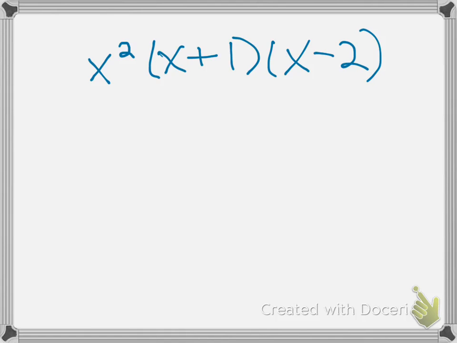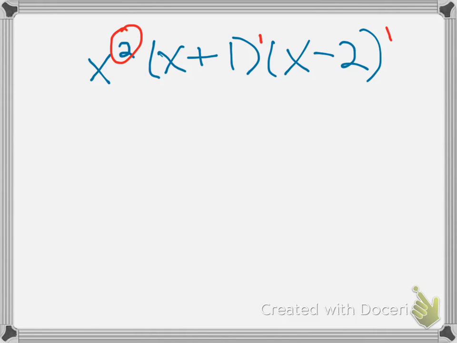The multiplicity of each factor is pretty much the same idea as the degree. The multiplicity of each factor is just the exponent. So for our factor of x, it has an exponent of 2, meaning it has a multiplicity of 2. This factor x plus 1, its exponent is 1, so it has a multiplicity of 1. And same for this factor x minus 2. It has a multiplicity of 1.